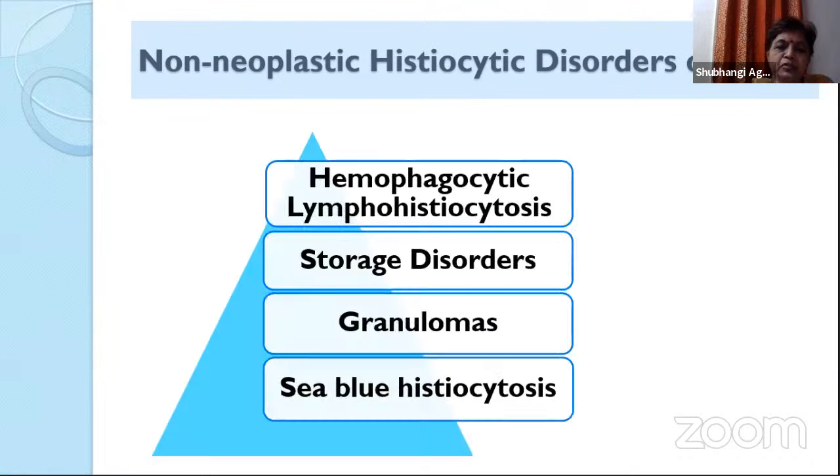Now, coming to the non-neoplastic histiocytic disorders of the bone marrow, we have many of them which I will go through, but the main histiocytic disorders which are non-neoplastic are hemophagocytic lymphohistiocytosis, storage disorders, granulomas, and sea blue histiocytosis. These are the main disorders which I will cover throughout my lecture.